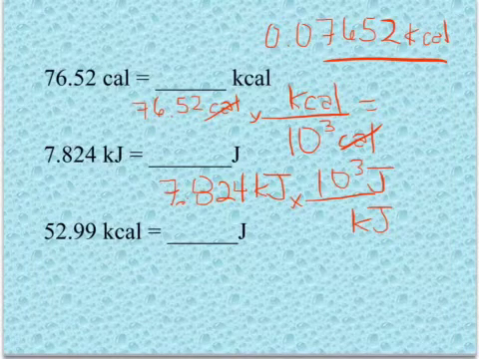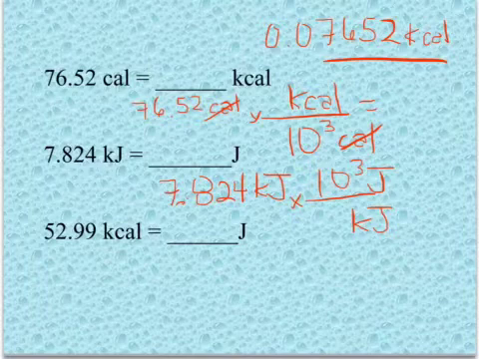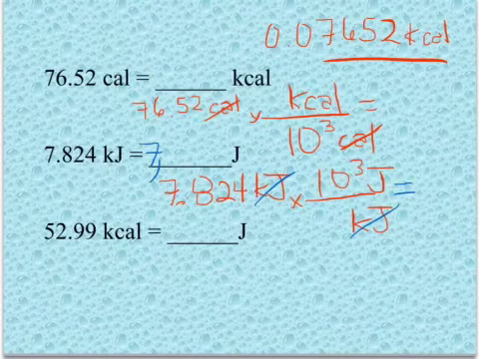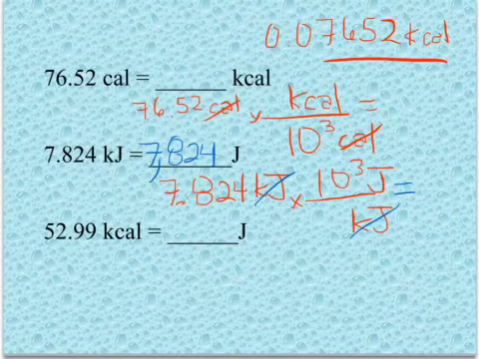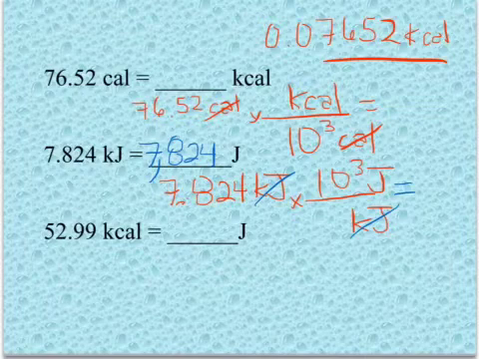When we do this, we see that the kilojoules will cancel, so the kilojoules are gone. And then that gives us our final answer. Basically, we're moving the decimal 3 places to the right. So we get 7,000, that's a comma, 824 joules. So far we've converted within the English system, within the metric system.